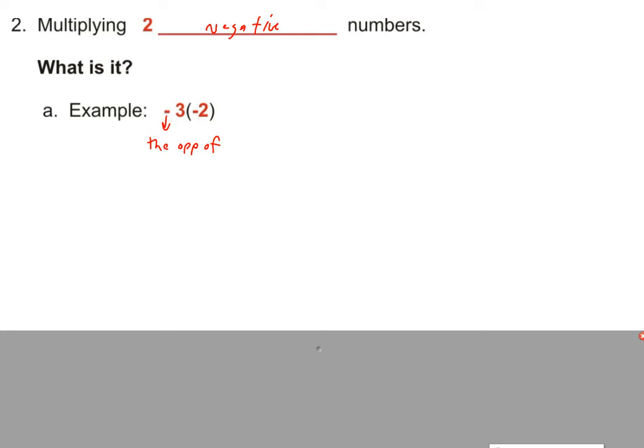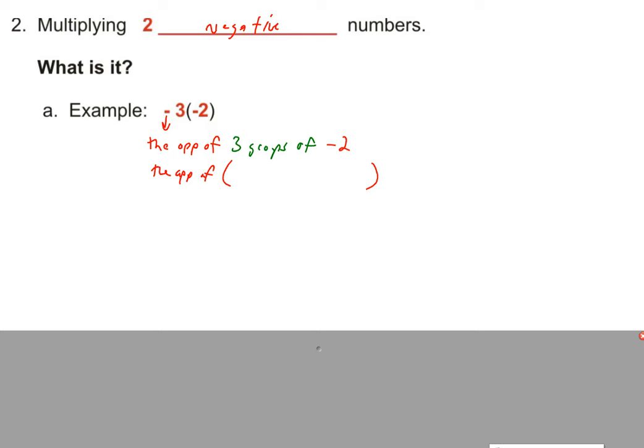What number is next, class? What's right after that minus sign? No, 3. So I need the opposite of 3 groups of negative 2's, right? So I need the opposite of 3 groups of negative 2. So here's where we're at. The opposite of, I'm going to use a parentheses this time.